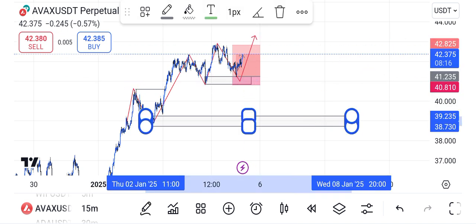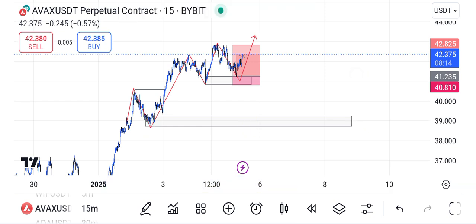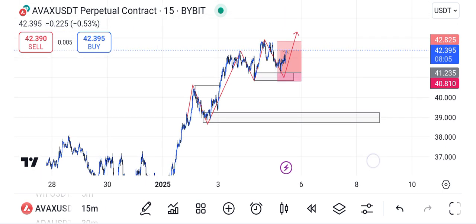And I will show you hundreds of examples where the market would always respect your demand zones or your supply zones. This is one of it.